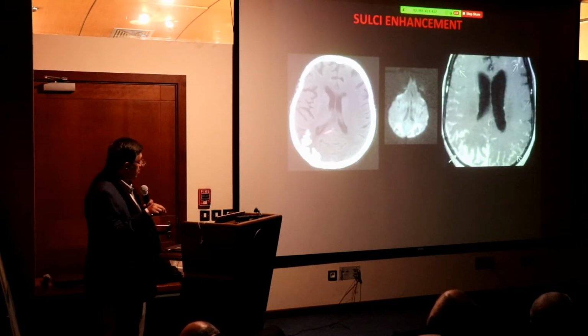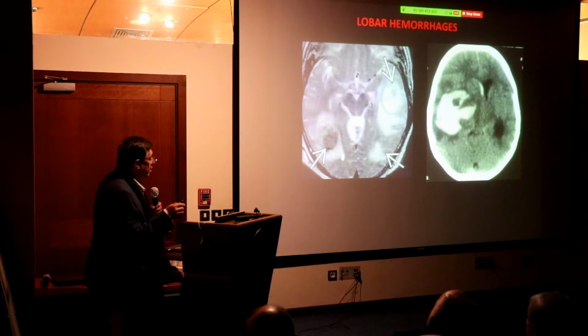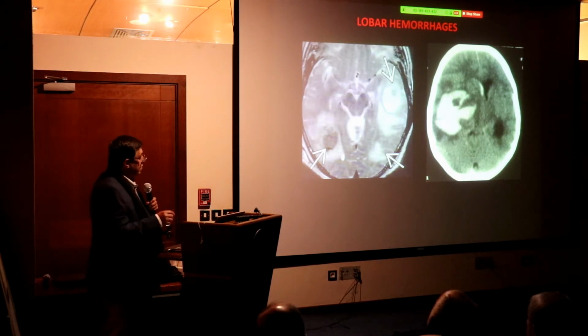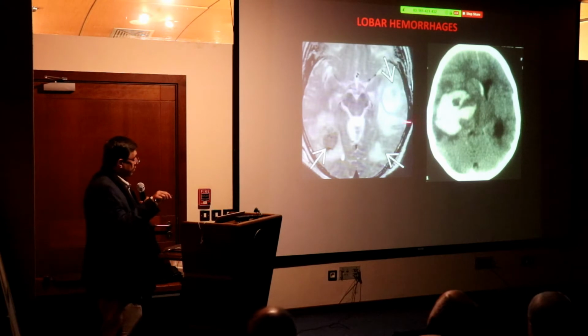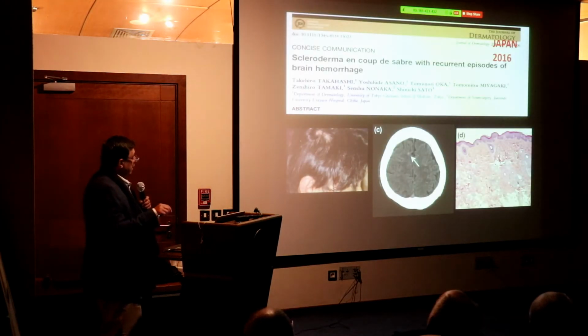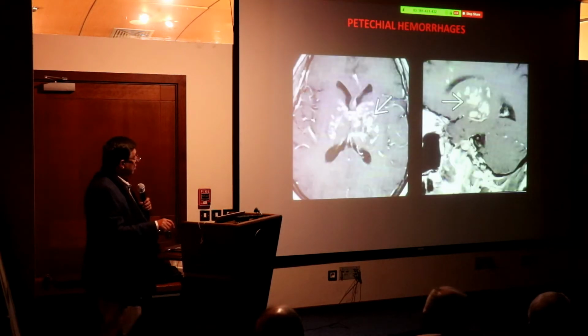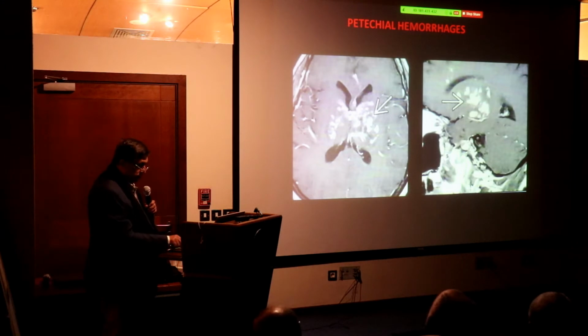Sulci enhancement. The sulci are enhanced. There could be hemorrhage because the vessels are affected, as we said, are occluded, or there is lymphocytic proliferation, so they can present with hemorrhage. And this could be localized or generalized when it comes to nerves. Again here, scleroderma presenting with recurrent episodes of brain hemorrhage. This is from Japan. There could be petechial hemorrhages like this. And again, we think of AVM here.